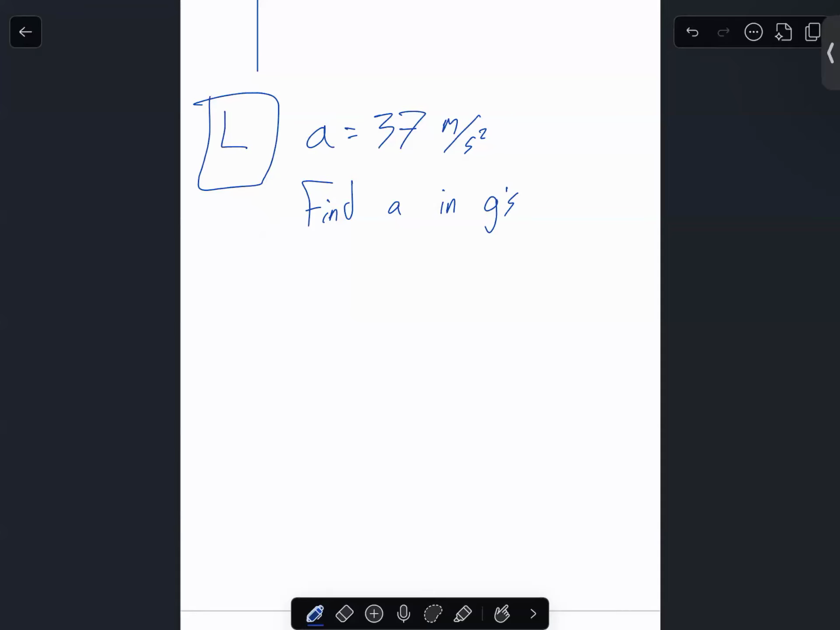Okay, the correct answer. How many tens can I fit into 37? It is 3.7. There are 3.7 tens in 37. So I would express this equivalently as 3.7 G. If G is 10 meters per second squared, 3.7 times 10 is 37 meters per second squared. You see? We've done a fair bit of thinking. Hopefully, this is the easier side.